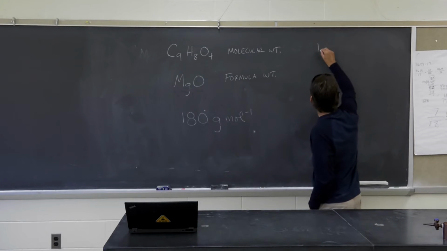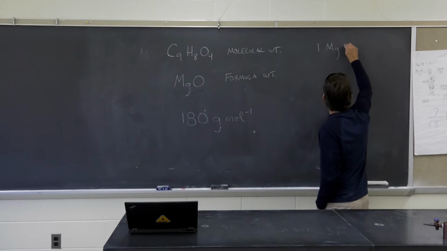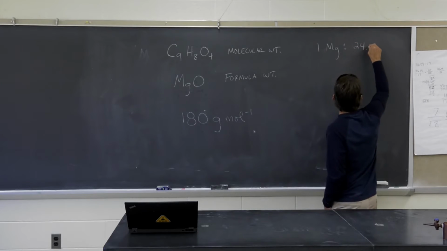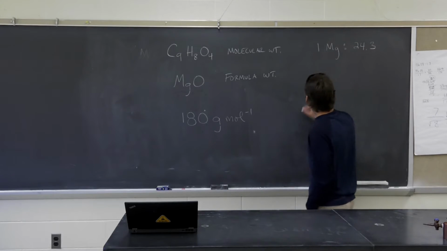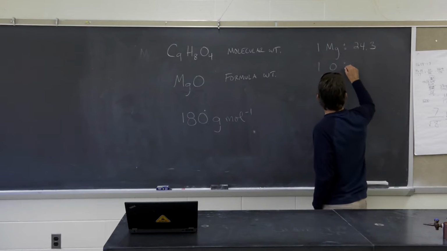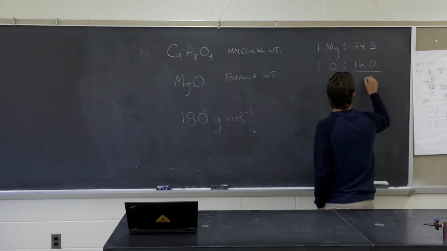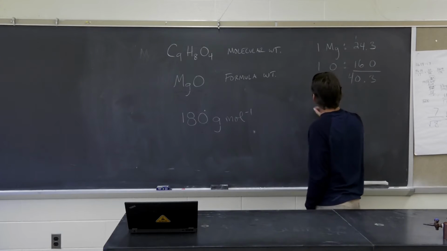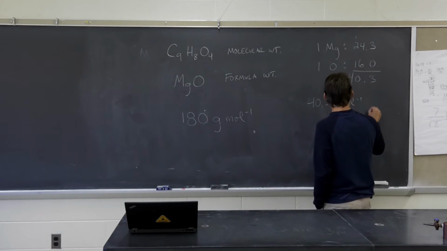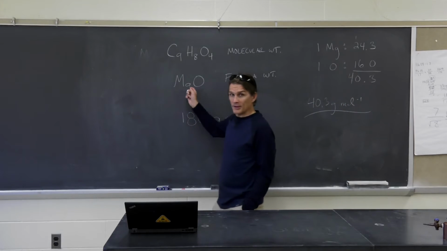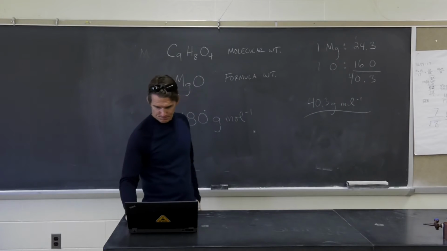So let's see, I have 1 magnesium. If I look that up on the table, you can see that's 24.3 grams for every mole. I also have 1 oxygen. I looked that up. It's going to be 16 grams per mole. I add everything up, and I get 40.3 grams for every mole of magnesium oxide.